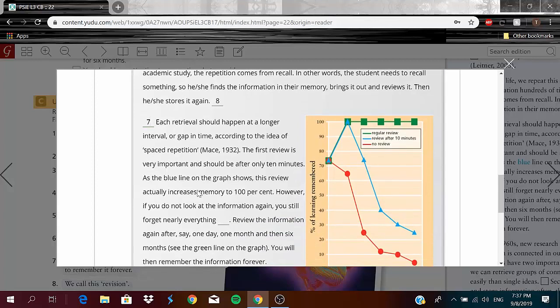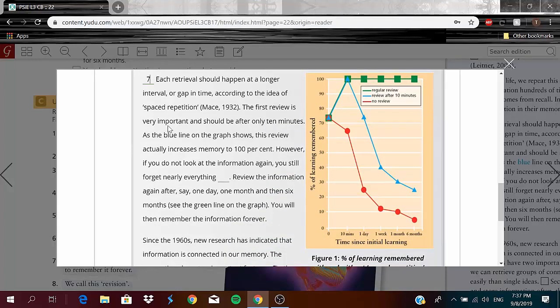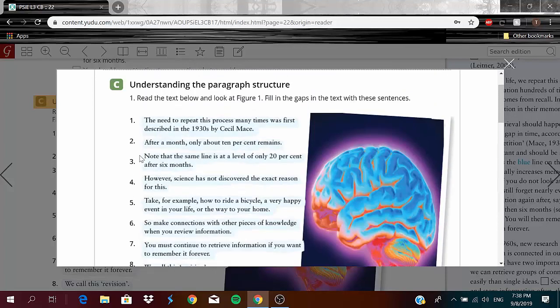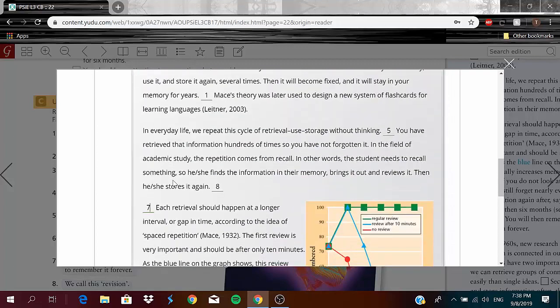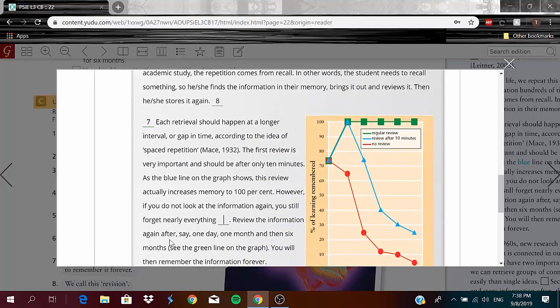Okay? So then we have the first review is very important. It should be after only 10 minutes. As the blue line on the graph shows, this review actually increases memory to 100%. However, if you do not look at the information again, you still forget nearly everything. Okay? And for that, what can we say after you forget nearly everything? We'll probably say, note that the same line is at a level of only 20% after 6 months. Right? That makes sense. So 3.